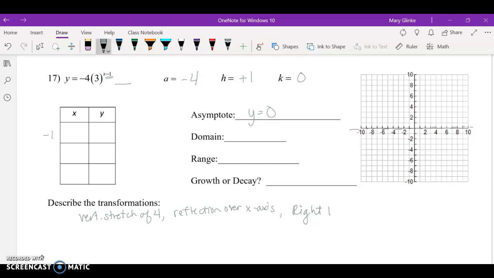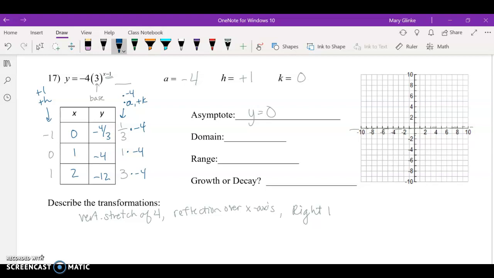My x values are going to be -1, 0, and 1. My base in this problem is 3, so my y values are 1 over 3, 1, and 3. I'm going to add h to my x, which is adding 1, making my new values 0, 1, and 2. My y values are times a and then plus k. So we're going to multiply by -4 and then add 0, which doesn't change it. So realistically, we just have to multiply by -4. So we get -4/3, -4, and -12.